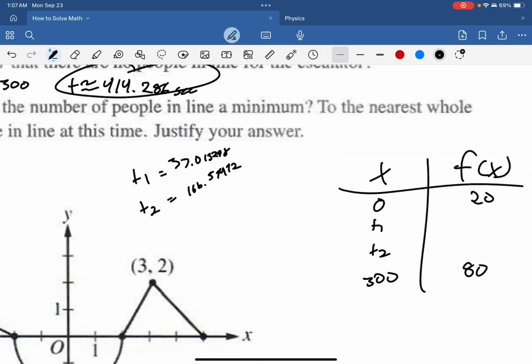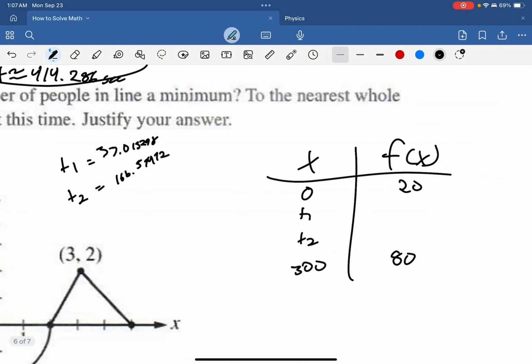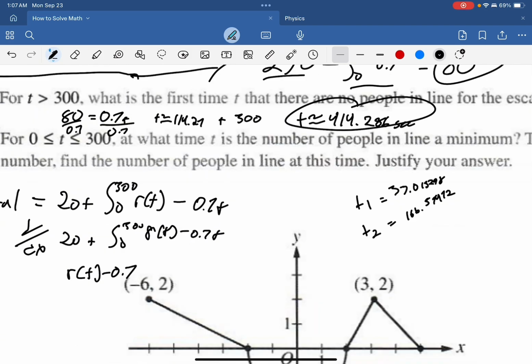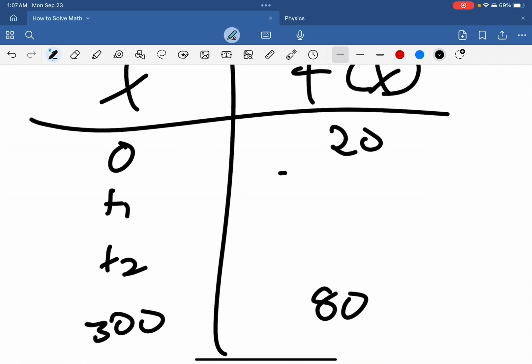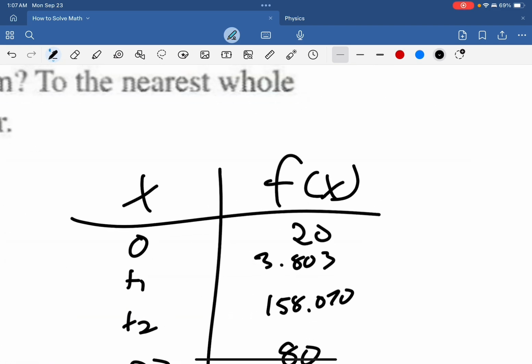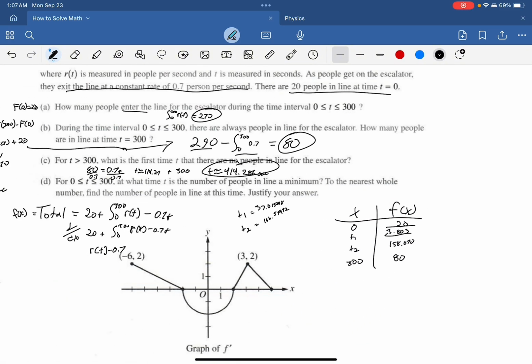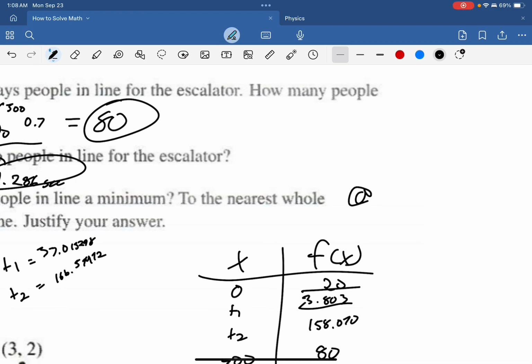And then just plug these two times into your calculator, into your original function f of x, which is this, and time 1 should give you 3.803, and then time 2 should give you 158.070. And now you can clearly see that this is your absolute minimum. So you'll say that at time equals 33.013 there's an absolute minimum of 4 people.